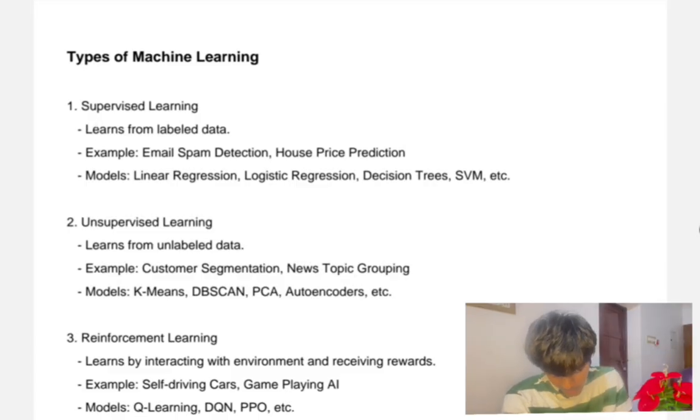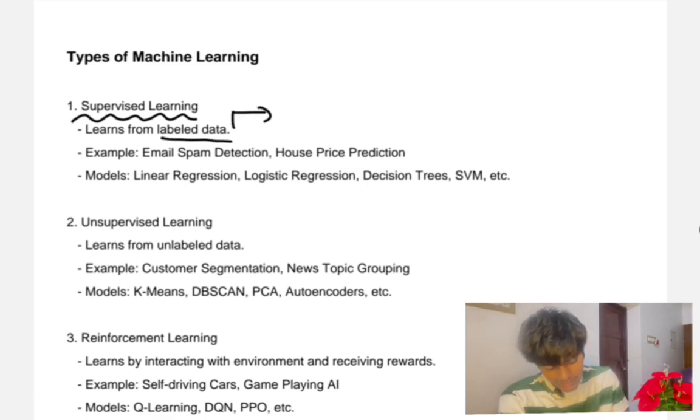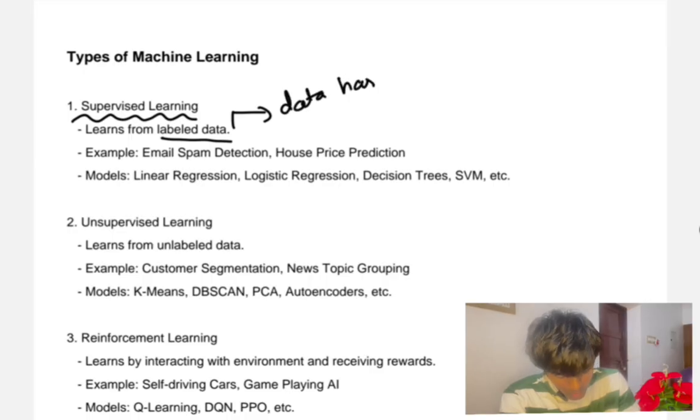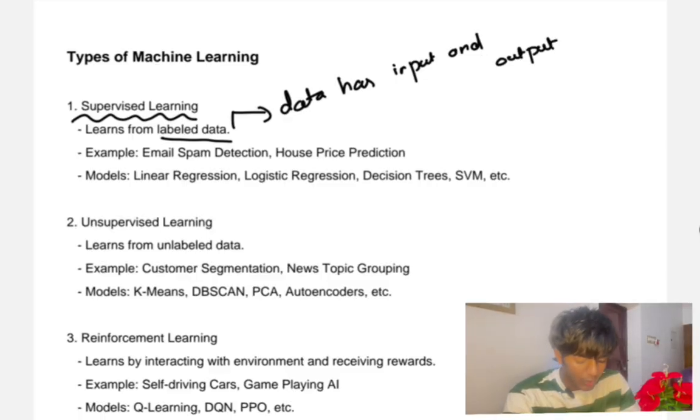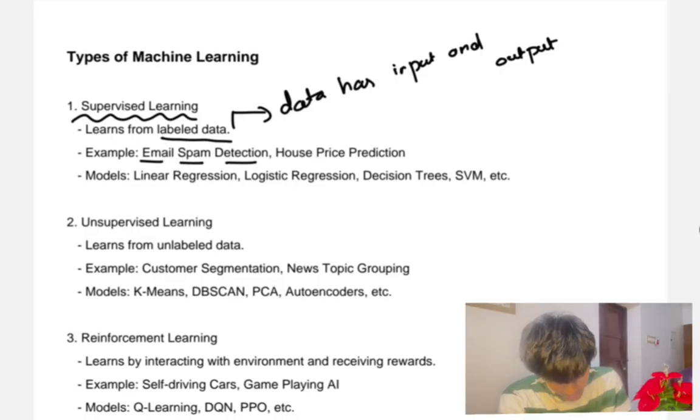So the first type is supervised learning. What is supervised learning? It basically learns from labeled data. So what is labeled data, first of all? Labeled data has input and output data. If the data has input and output, that is called labeled data. For example, email spam detection is basically a project made with labeled data. So data has input and output, right?